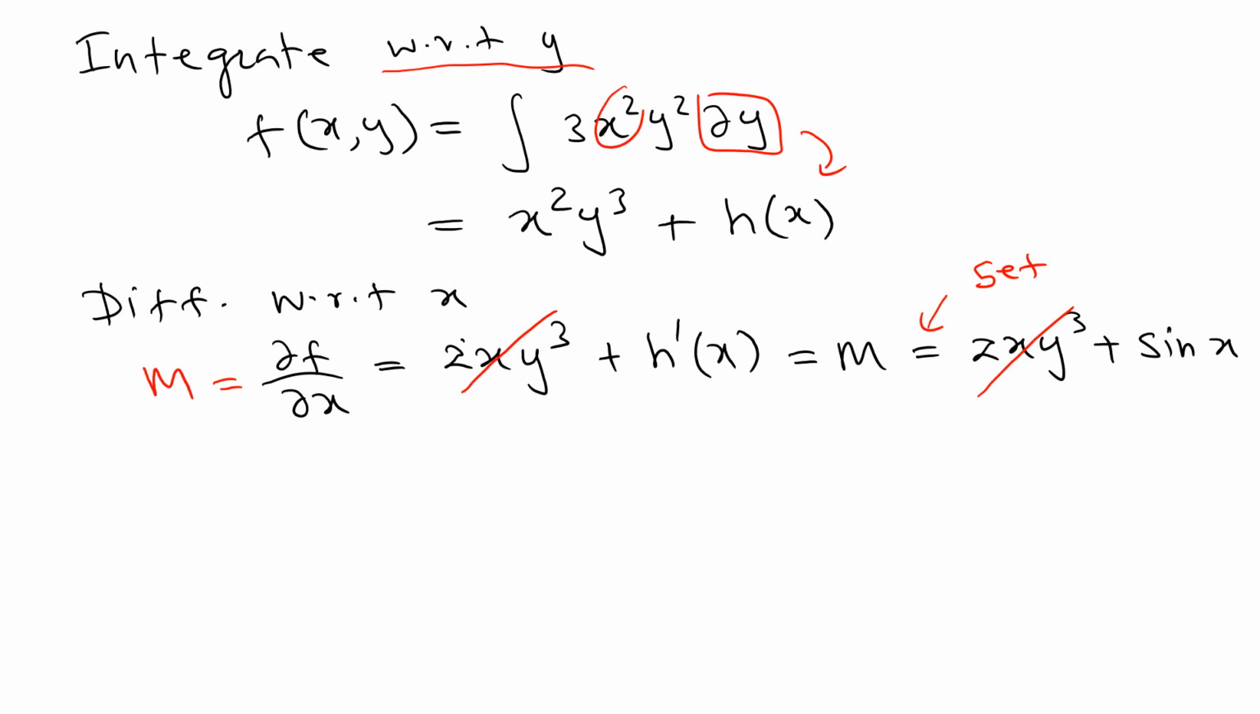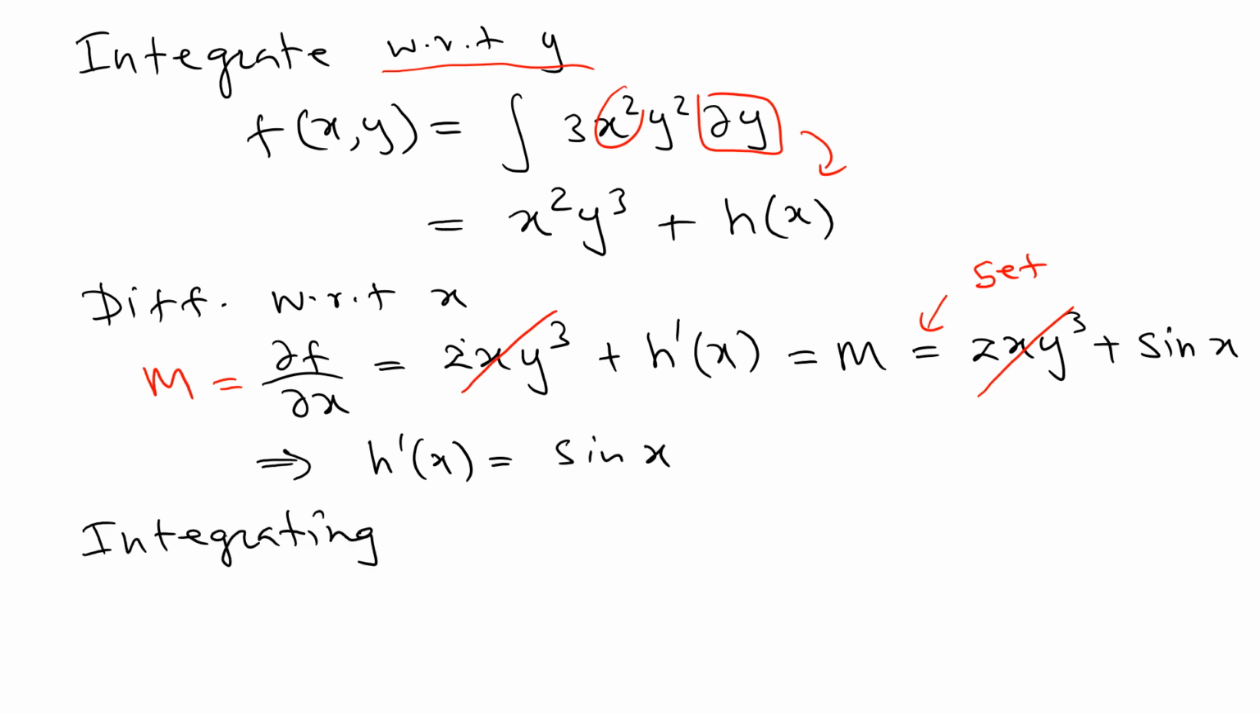And then you're going to solve for h'(x) and then solve for h(x). So this says h'(x) = sin x, and integrating you get h(x) = negative cos x. We are not going to add the C. Now we can plug that into the formula.